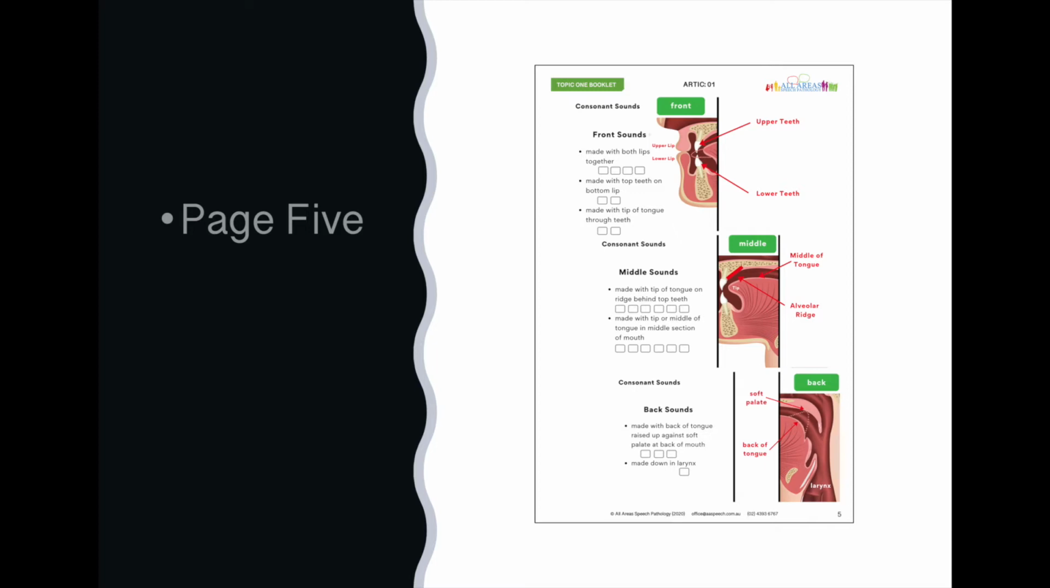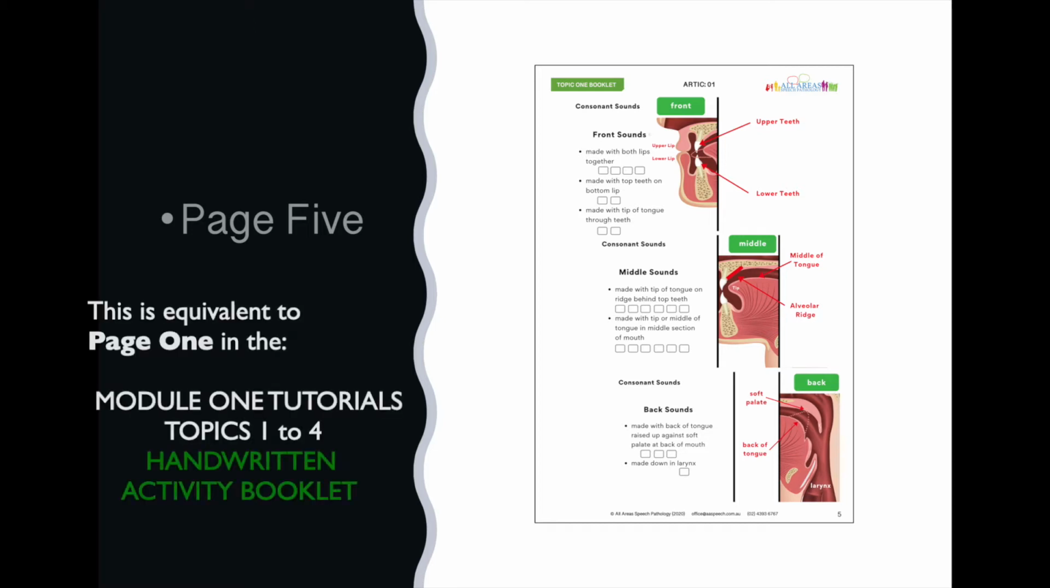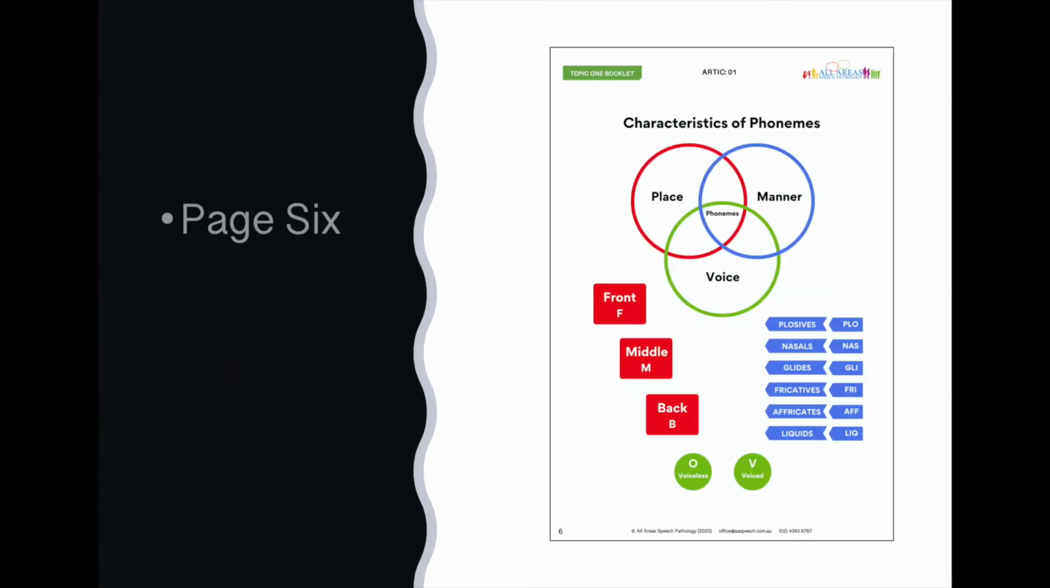Page 5 is actually an activity sheet. So if you've got the activity pages printed, this is where you will pick up your activity booklet or activity pages, and you'll fill in those little squares, but we'll do that all together. Page 6 is just like a nice little poster. You might even want to put this up somewhere. And this is just showing the characteristics of phonemes by using colours and shapes and abbreviations.